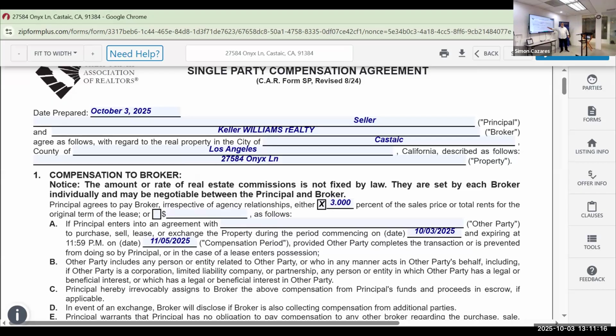Does that make sense? Because you have a specific time and an expiration date, if we can make this work between that time frame, then I'm entitled to compensation.